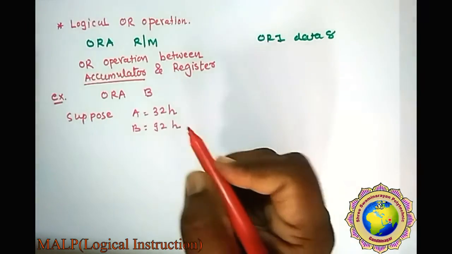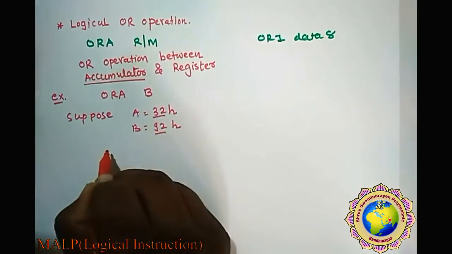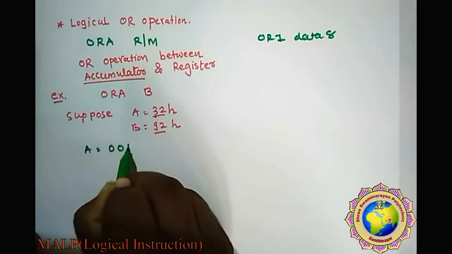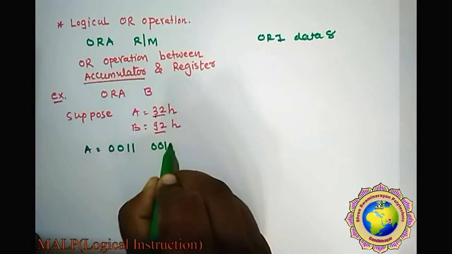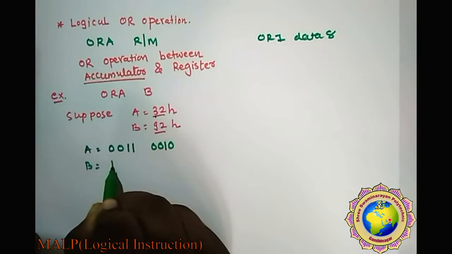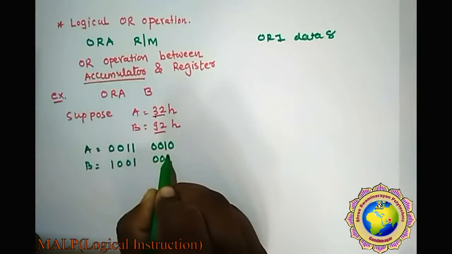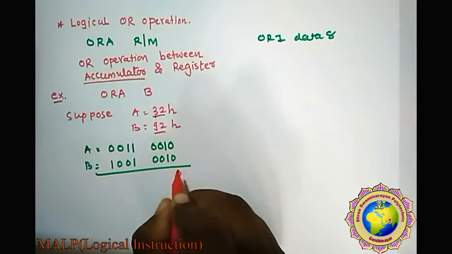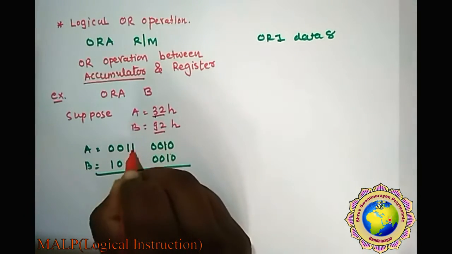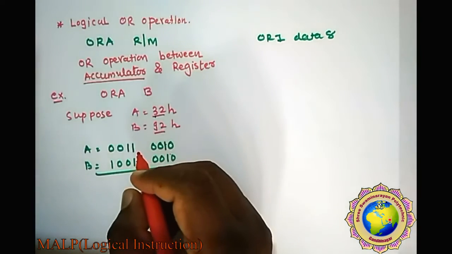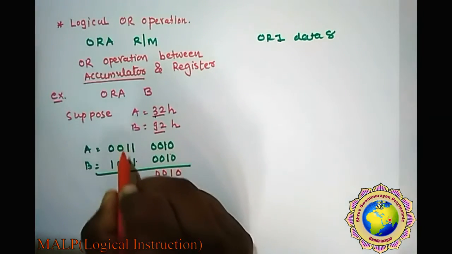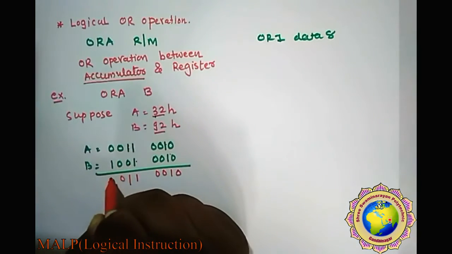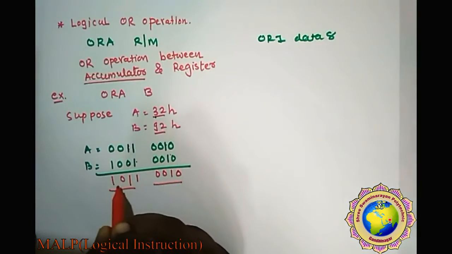Same perform. Make the binary of these two. So the binary of A is first 3, so 0 0 1 1, then 2, 0 0 1 0, then B, 1 0 0 1 0 0 1 0. Perform this. What is the OR operation? OR operation is when any of the input is 1. So this is 1 and this is 0. So one input is 1. So put here 1. What is this number?